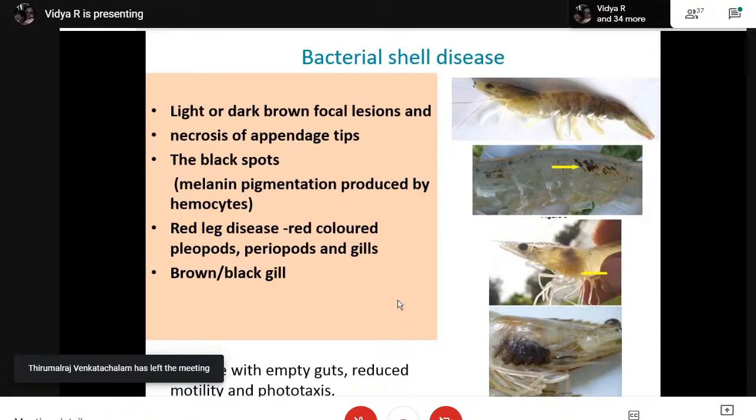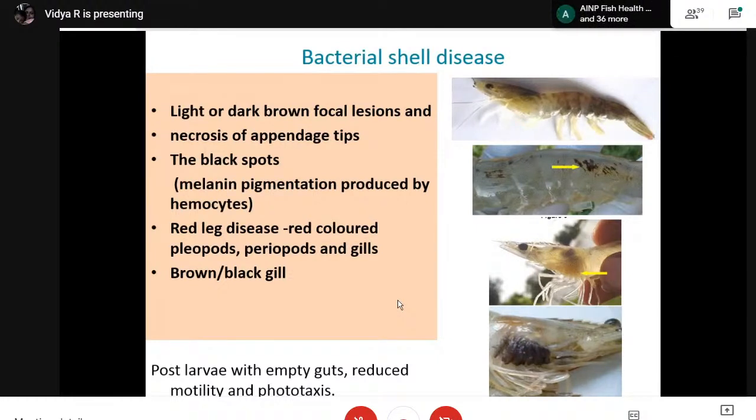Sometimes the appendages, the pereiopods and the gills appear red, which gives a reddish appearance to the animal. That is also an indication of vibrio infection in adult shrimps. Many times we can also observe black gill in adult shrimps when you visit a farm. This is also due to vibrio bacterial infection. When these animals are infected, they do not take up the food. The post-larval guts will be empty, motility will be reduced, and they will be distracted. These are the symptoms of bacterial shell diseases.